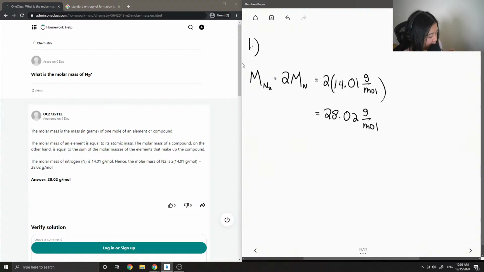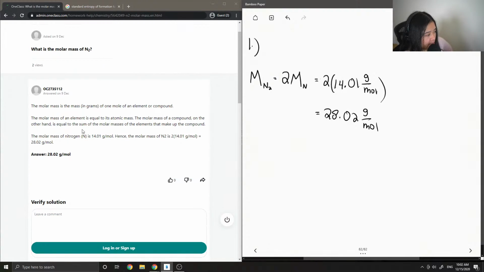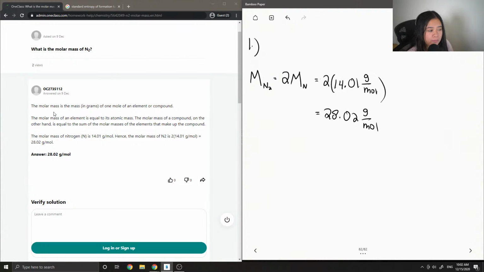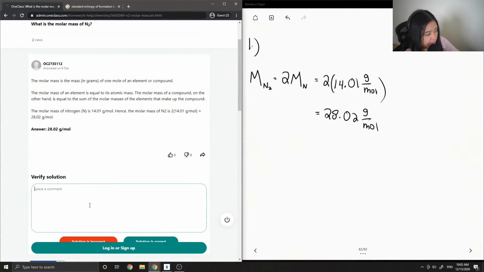Okay, so let's see what the junior tutor said. The molar mass is the mass in grams of 1 mole of an element or compound. The molar mass of an element is equal to its atomic mass. The molar mass of a compound, on the other hand, is equal to the sum of the molar masses of the elements that make up the compound. The molar mass of nitrogen is 14.01 grams per mole. Hence, the molar mass of N2 is 2 times 14.01, which is 28.02 grams per mole. Yep, so I can verify that this solution is correct.